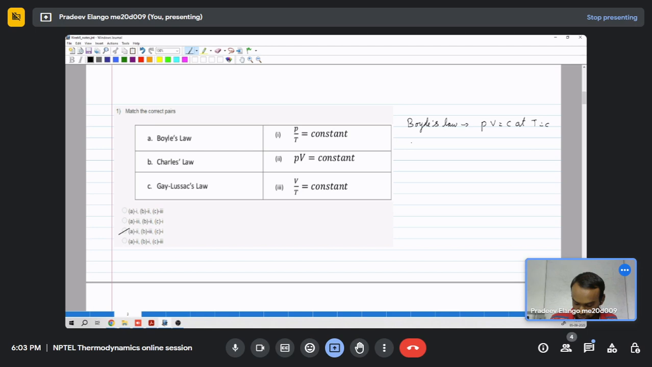Then Charles' law states that V by T is equal to constant at constant pressure, and then Gay-Lussac law states P by T is equal to constant at constant volume.